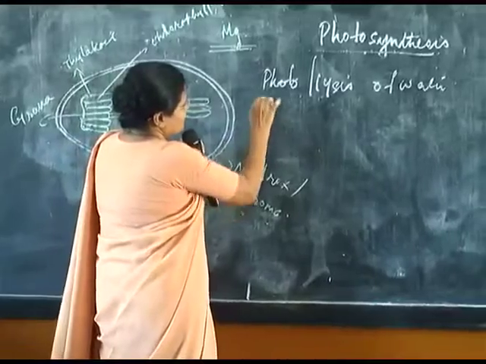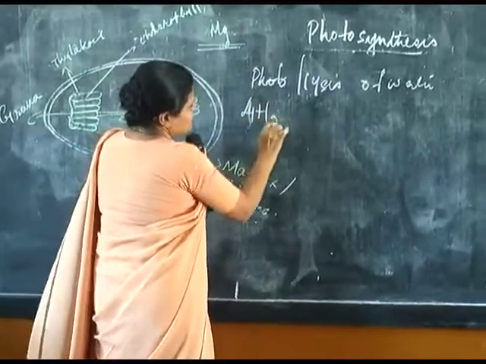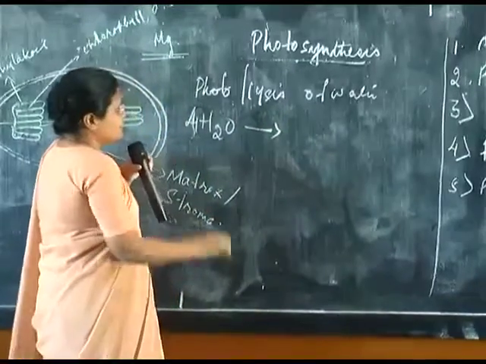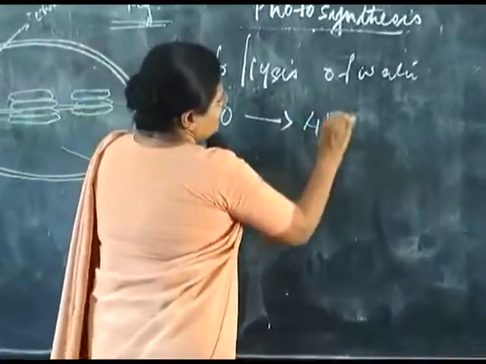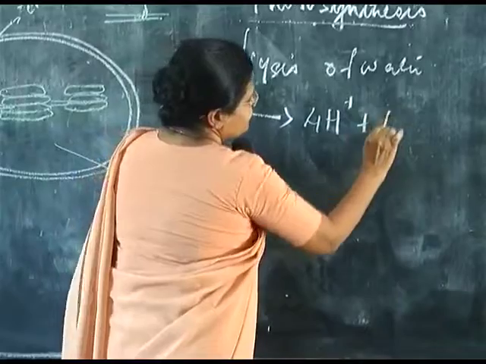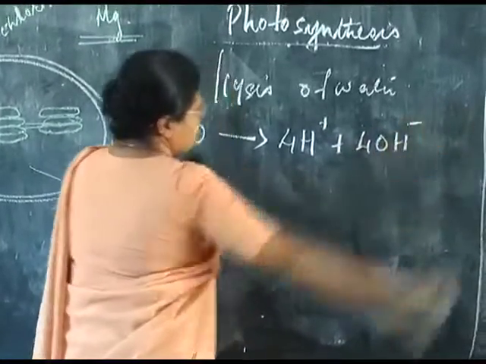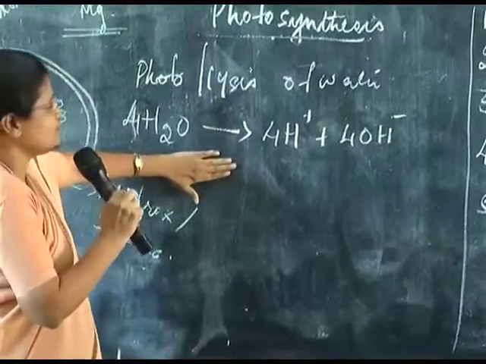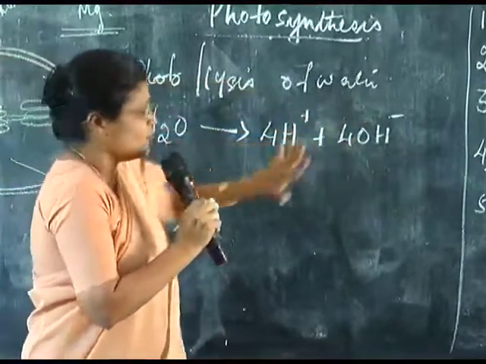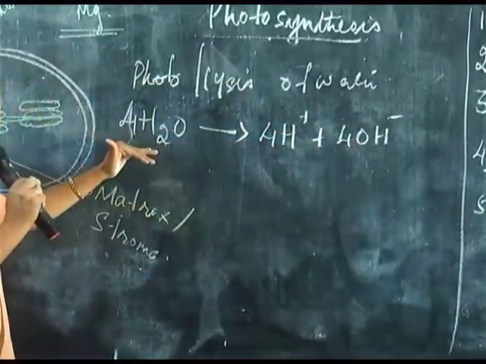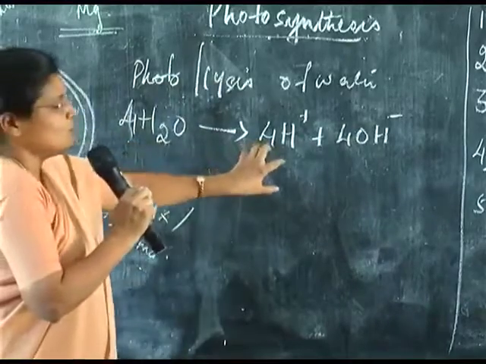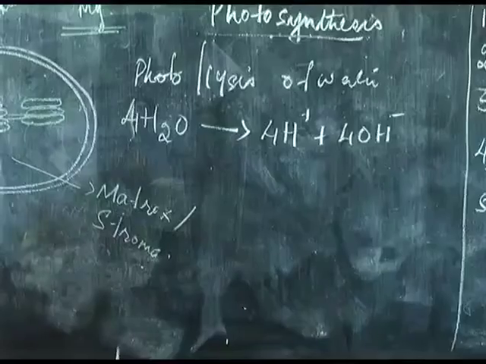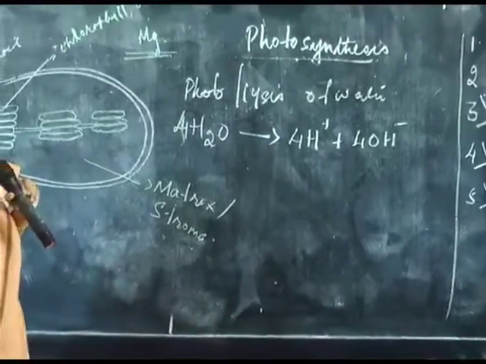Now, normally, in one cycle, 4 molecules of water are broken. It splits into 4H+ plus 4OH-. This is the chemical equation for the photolysis of water, where the 4 molecules of water get split into 4 hydrogen ions and 4 hydroxyl ions. Now, photolysis of water is over.